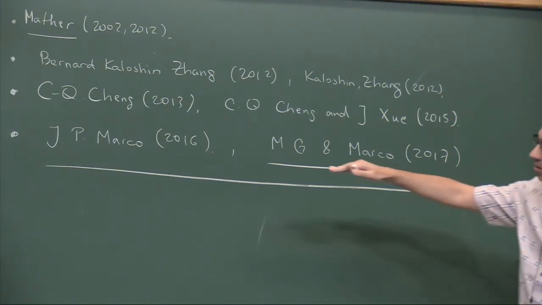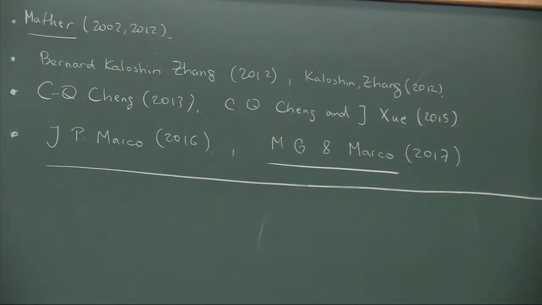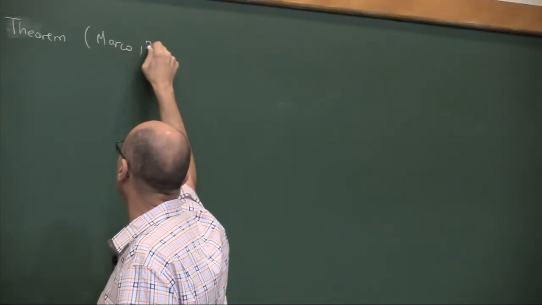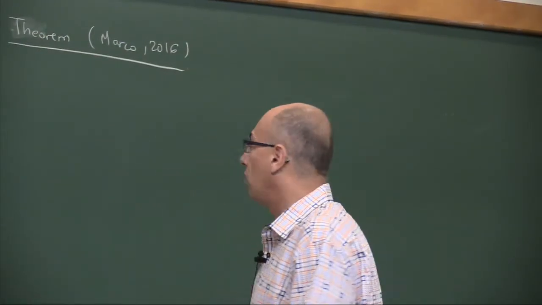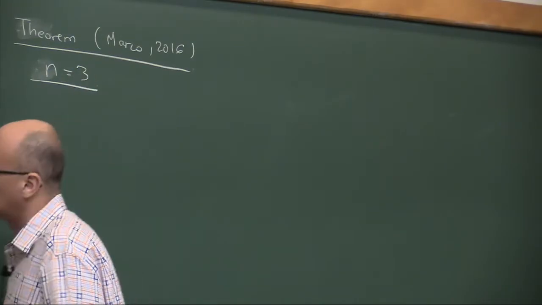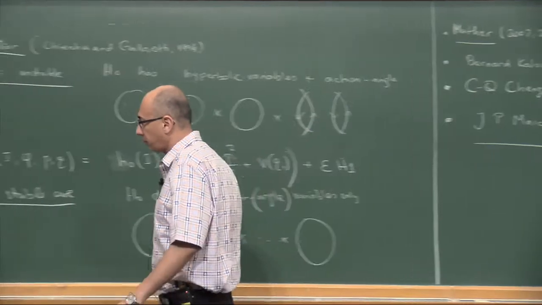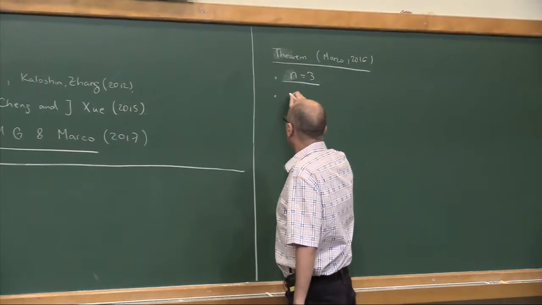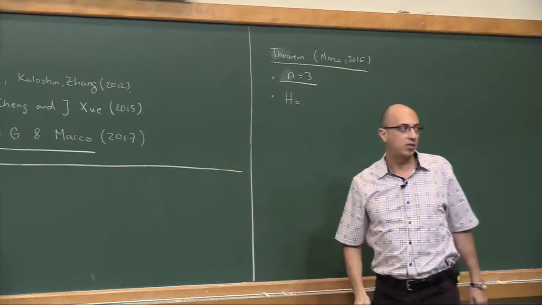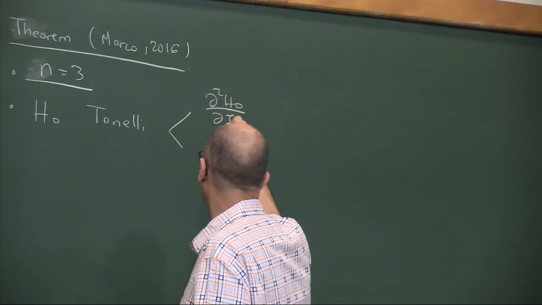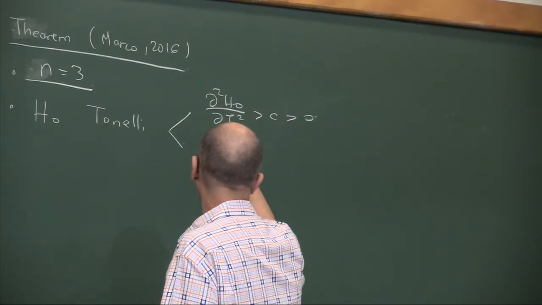So let me state the main result of Marco, and then I'm going to explain what our joint work is. The result is only for 3 degree of freedom Hamiltonian systems, and the unperturbed Hamiltonian is Tonelli. So you have convexity, and you have superlinear growth.